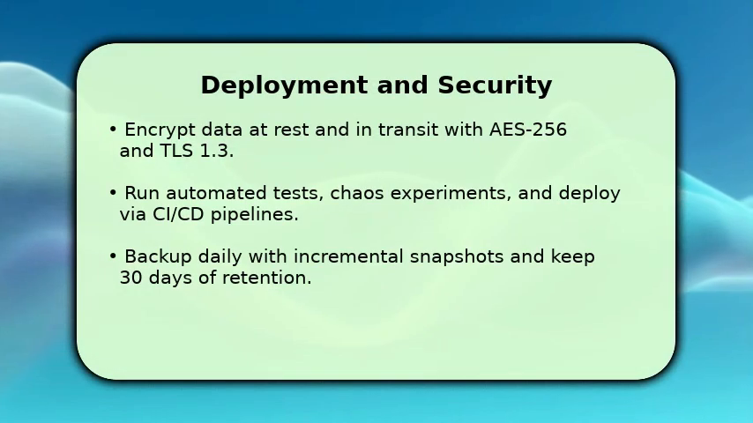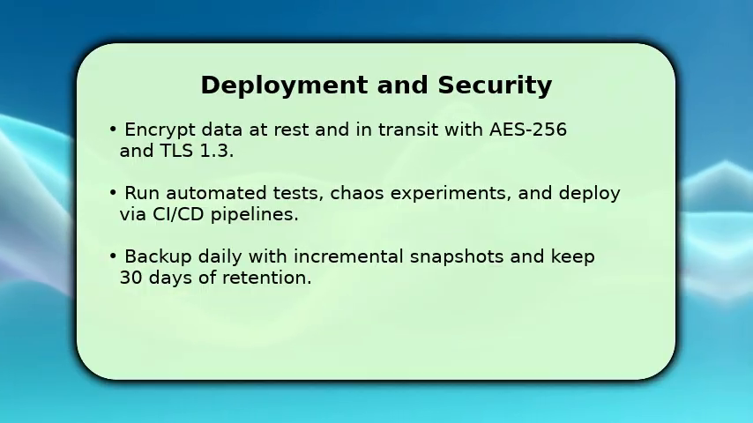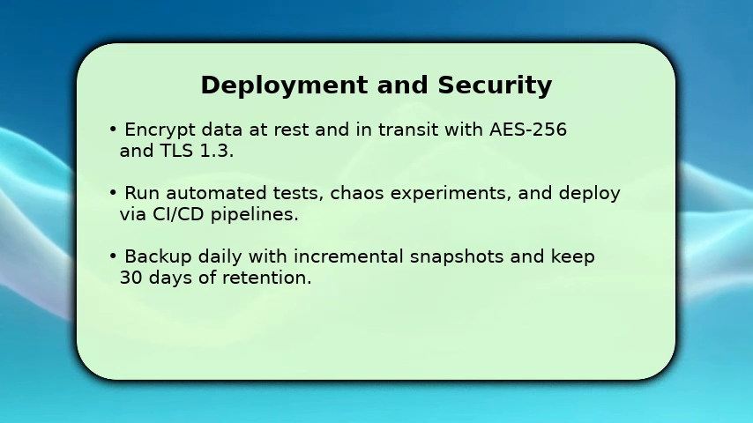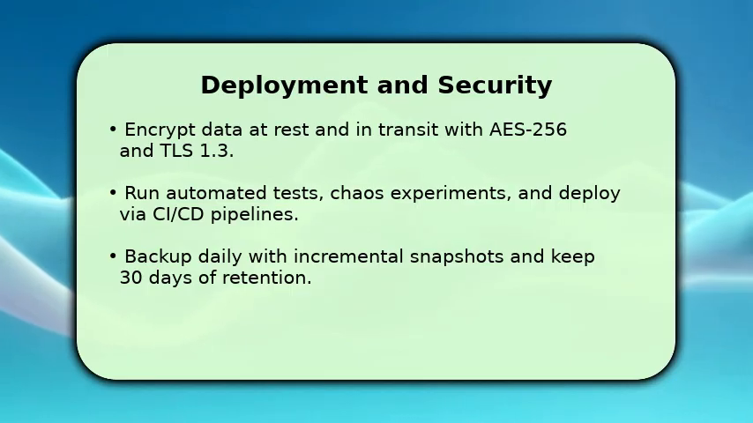Deploy servers across regions to reduce latency for global collaborators. Use CDN for static assets and edge caching of document snapshots. Encrypt data at rest and in-transit with AES 256 and TLS 1.3. Apply role-based access control and minimal privilege for each user.